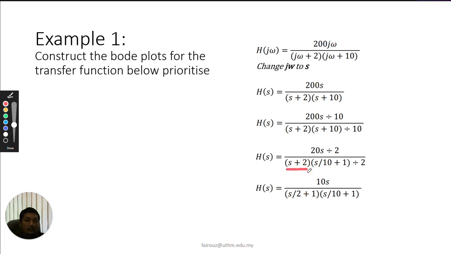Next is s plus 2. This 2 here, we have to change it to 1. So we divide with 2, and divide with 2 as well. What we have now is 1 plus s over 2, and 20 now is 10. So this is the standard form of K, the standard form of the zero, and the standard form of the simple poles. Now once we have rearranged the transfer function into the standard form, we can refer to the table and plot the factors one by one. We plot this factor, this factor, this factor, and this factor. So we have to plot 4 factors and then finally combine them.